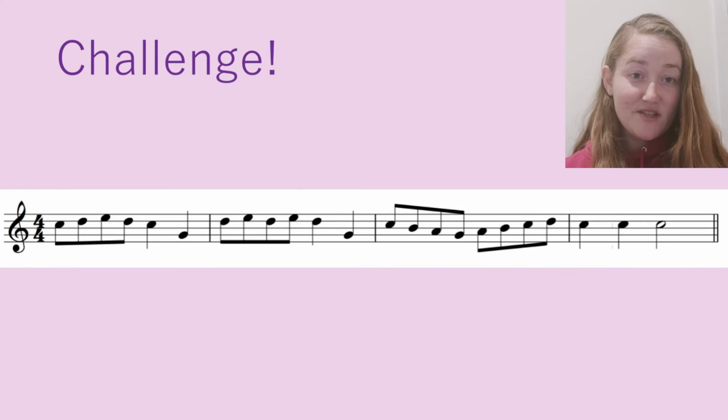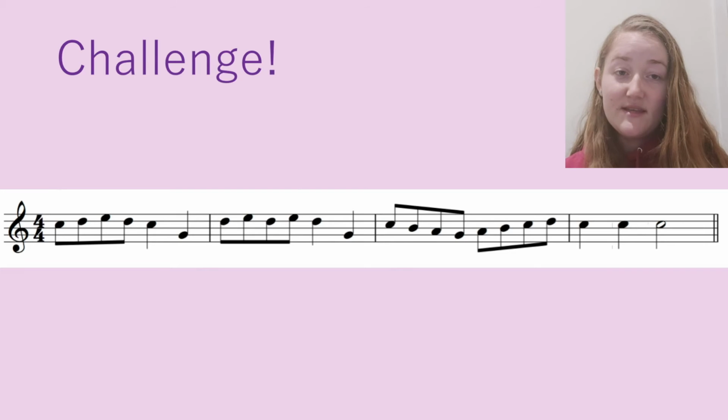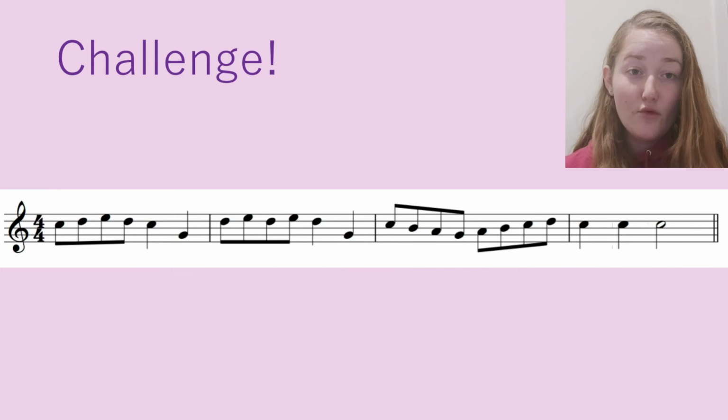Now, if you're ready for a challenge, have a look at this. This music, as you can see, is in 4/4. And this time we have quavers in it. What is a quaver? How long does it last for?